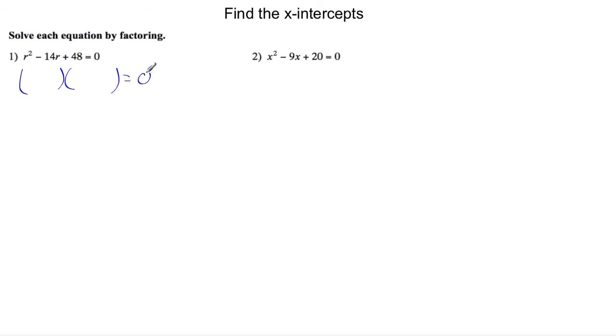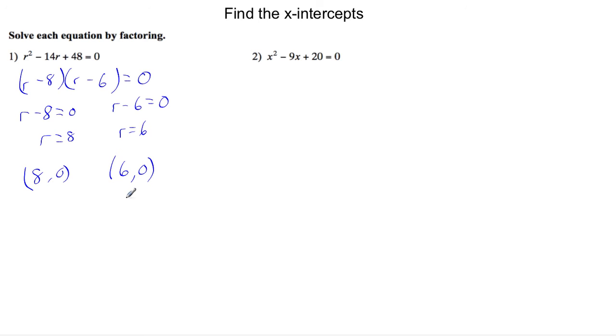Here my variables are r. So if this is equal to 0, I get r and r. And so I need two factors of 48 that add up to get negative 14. So that's going to be negative 8 and negative 6. And so if I set these both equal to 0, r minus 8 is equal to 0, and r minus 6 is equal to 0. I get r is equal to 8, r is equal to 6. So I get 8 comma 0 and 6 comma 0 as my r intercepts in this case.